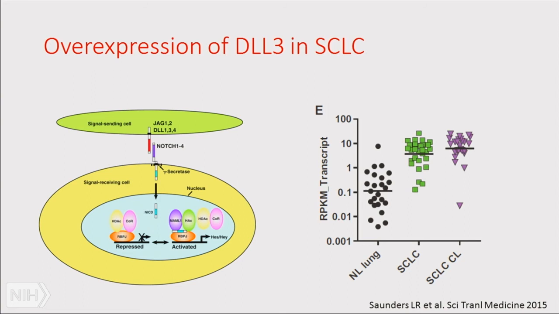Here it shows the expression of DLL3 based on RNA-seq data. The y-axis shows the RPKM number. As you can see, small cell lung cancer has a much higher expression of DLL3, about 40 to 50-fold higher than normal lung tissue. And here is a small cell lung cancer cell line, which also has pretty high expression of DLL3. I just want to stop here for a little bit: if you have such a finding, how would you translate it into patient care?